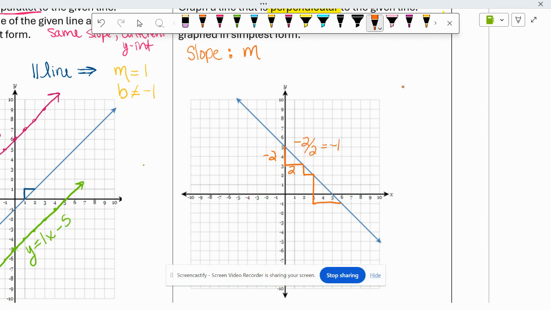If I use this little chunk right here, it's negative 3 over 3. But what does that mean? That just means that my slope is what? Your slope is negative 1.